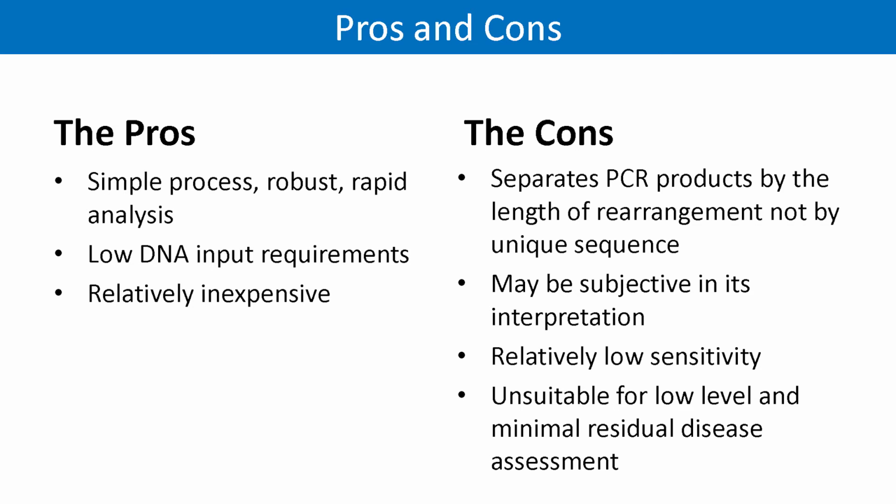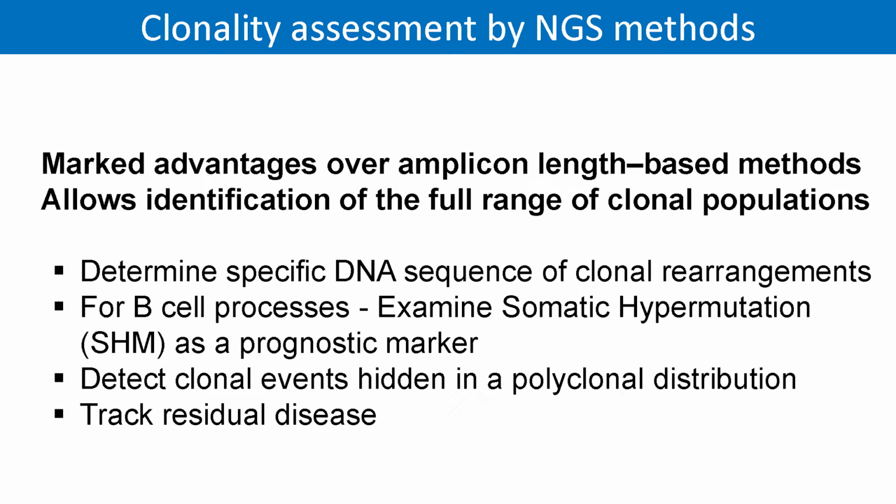So because of that low sensitivity, they are unsuitable for low-level disease assessment or minimal residual disease assessment. So in our lab, we have transitioned to clonality assessment by NGS methods, and we find that this has marked advantages over the amplicon-based assays that I just showed you, because it allows the identification of the full range of the clonal populations that you see in a sample. You can determine the specific DNA sequence of the clonal rearrangements.